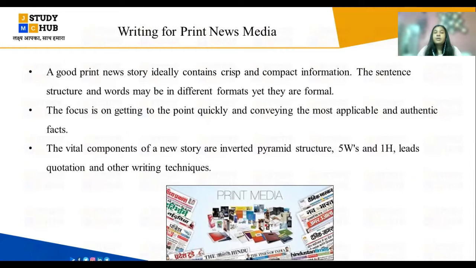Now, the vital components of the news story are in the form of an inverted pyramid structure with 5 W's and 1 H, lead, quotations, and other writing techniques. So a particular form of write-up in print media usually comes in an inverted pyramid style.